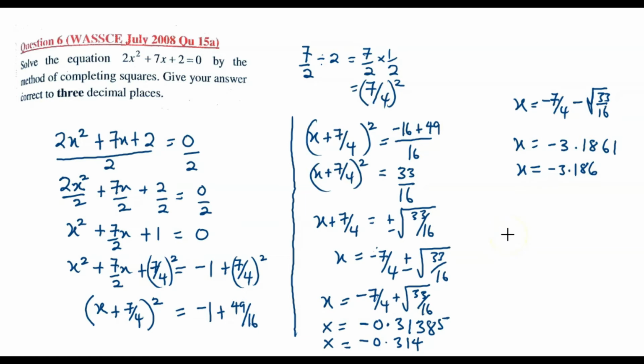Okay, so let's go to the next example. You can pause the video and have a look at it once again. Going to the next example, we have: using the completing of squares method, solve, correct to two decimal places, the equation 3y squared minus 5y plus 2 equal to 0.